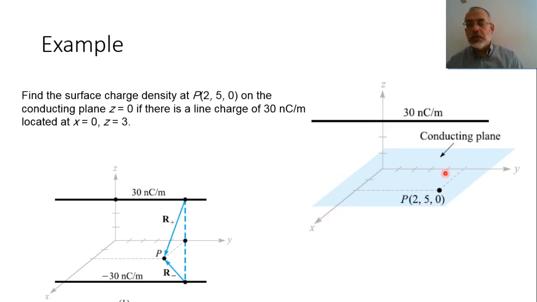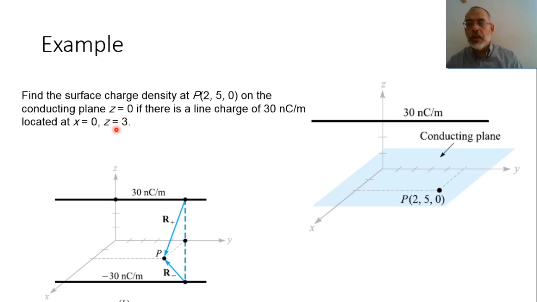Because the plane is the xy plane, the image would be on the other side of the xy plane. Here I have moved away from the xy plane by 3 meters, so the image would be 3 meters in the negative z direction. I didn't move in the x direction in any way, so the location of the image would be at x equals 0 and z equals minus 3.